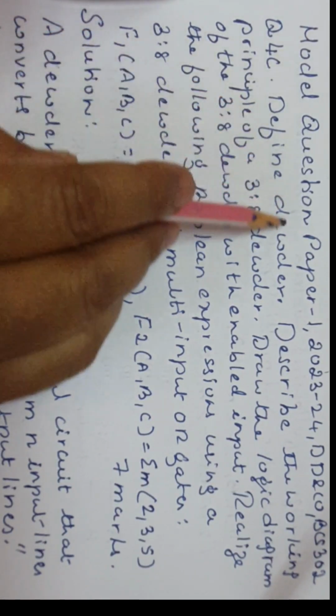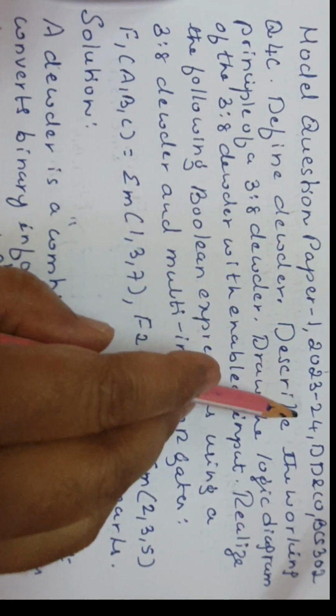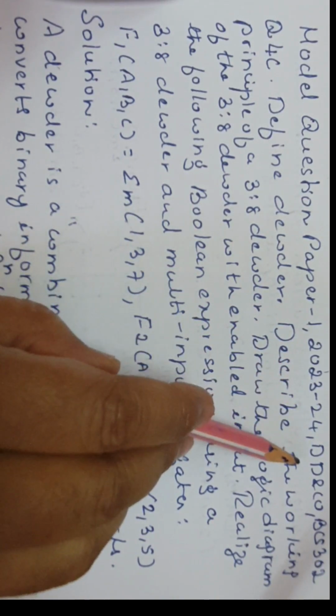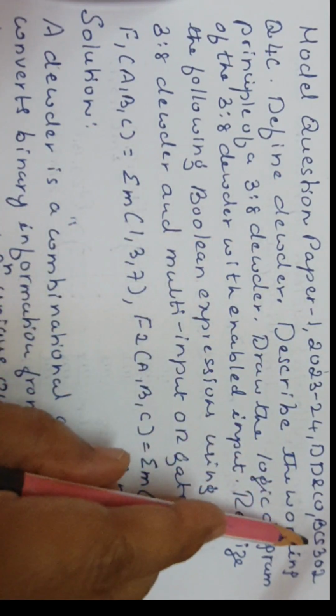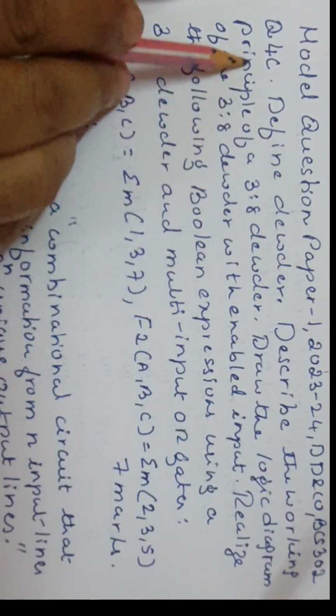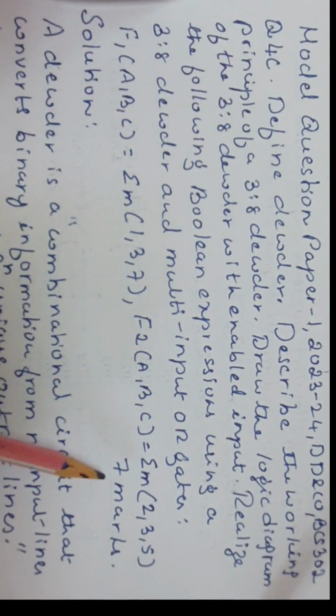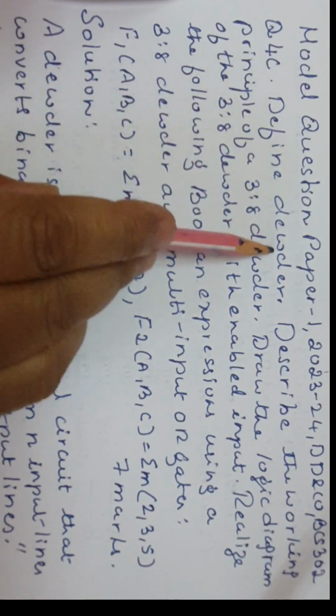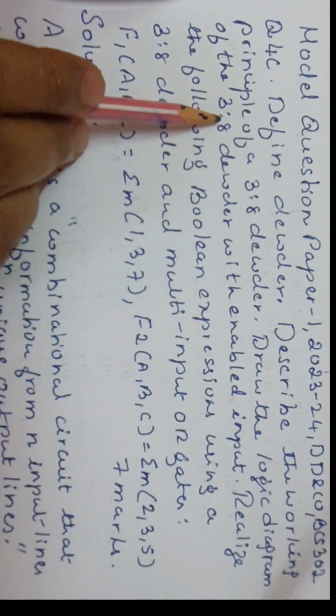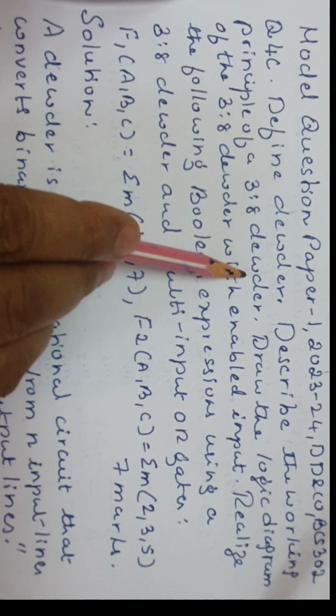Today we shall discuss model question paper 1 2023-24 of the subject Digital Design and Computer Organization, with subject code BCS302. Question number 4c, which is asked for 7 marks. Define decoder. Describe the working principle of a 3:8 decoder.